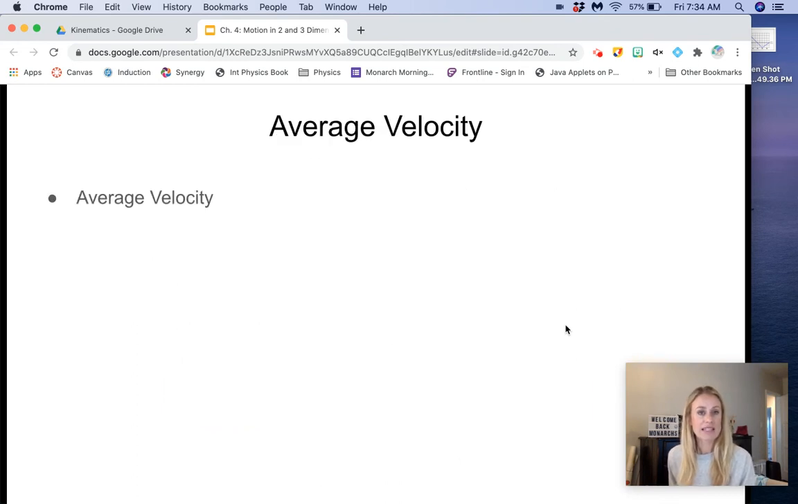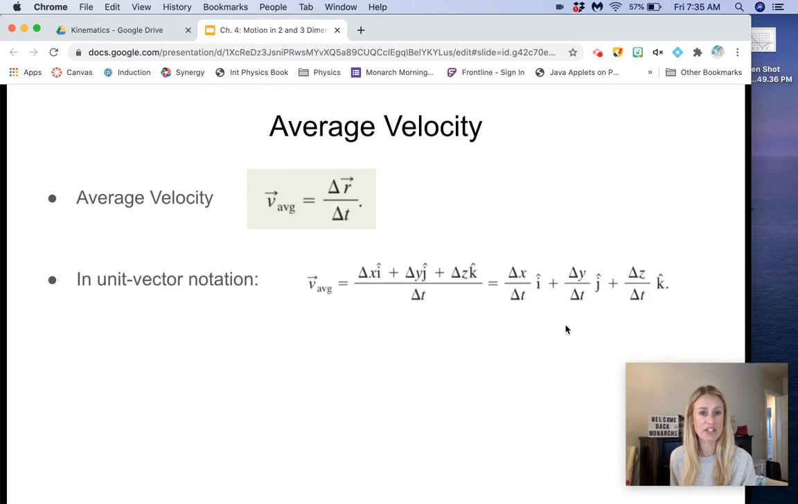So average velocity, we know that average velocity is the change in position over the change in time, or displacement over time. In unit vector notation, this is just the change in the x position, so displacement in the x i hat plus displacement in the y j hat plus displacement in the z k hat, divided by time.